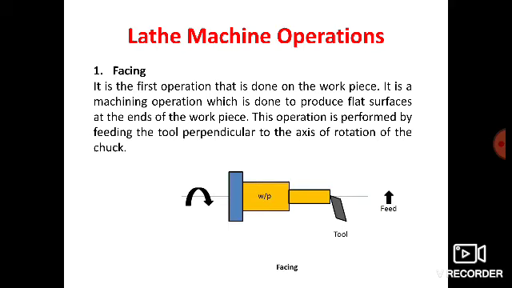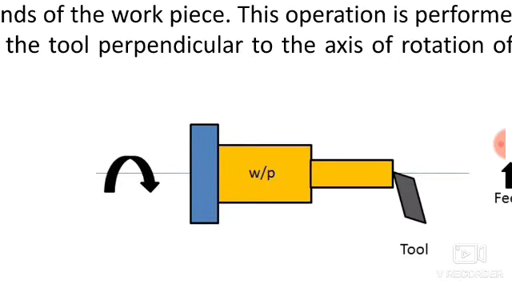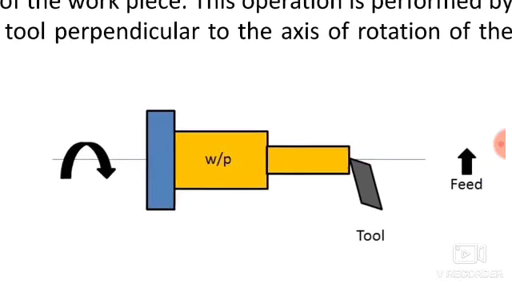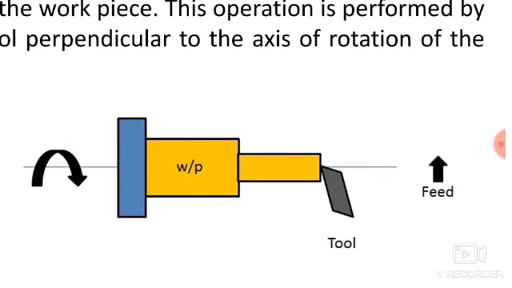So the very first operation, that is facing. So it is the first operation that is done on the workpiece. It is a machining operation which is done to produce the flat surfaces at the end of the workpiece. This operation is performed by feeding the tool perpendicular to the axis of rotation of the chuck. So here you can see the workpiece is clamped in the chuck and it is rotating, and this is a tool, and this is the direction of feed. So this arrow represents the direction of feed.